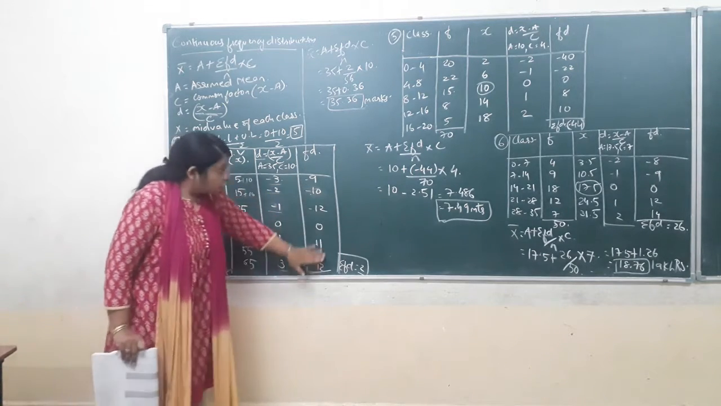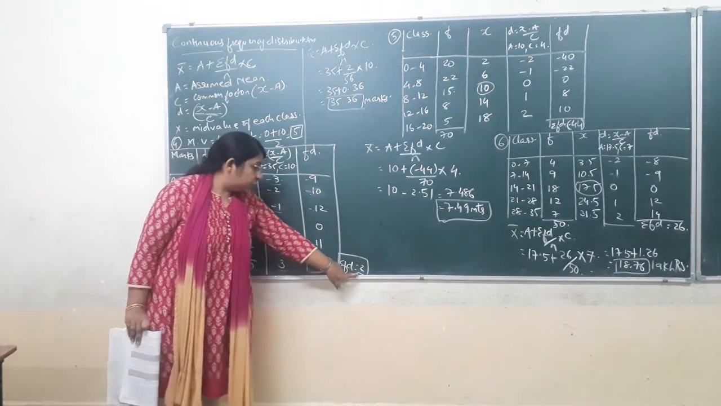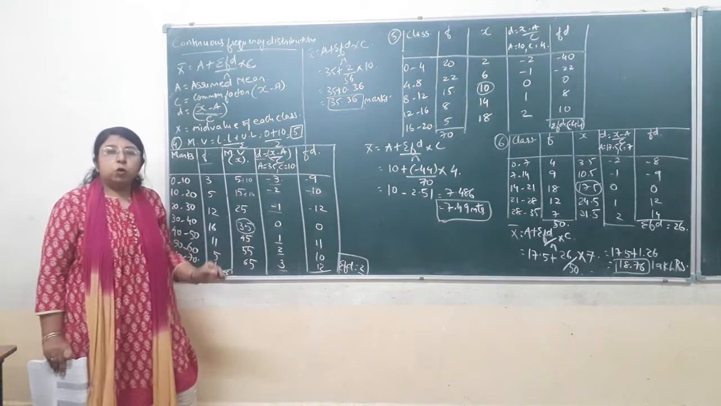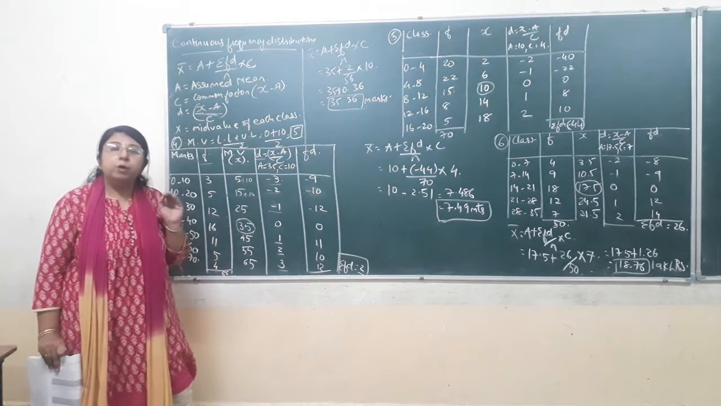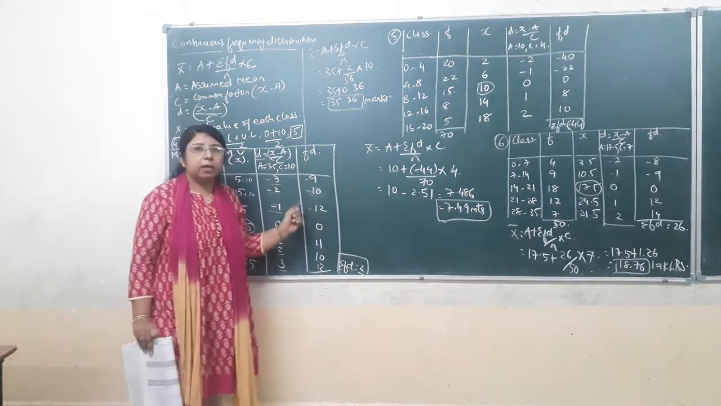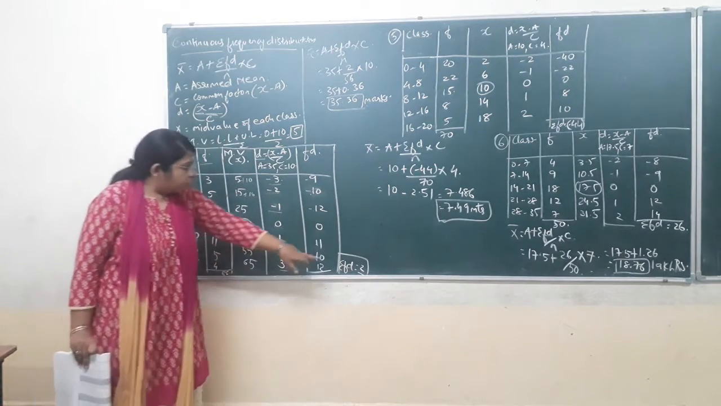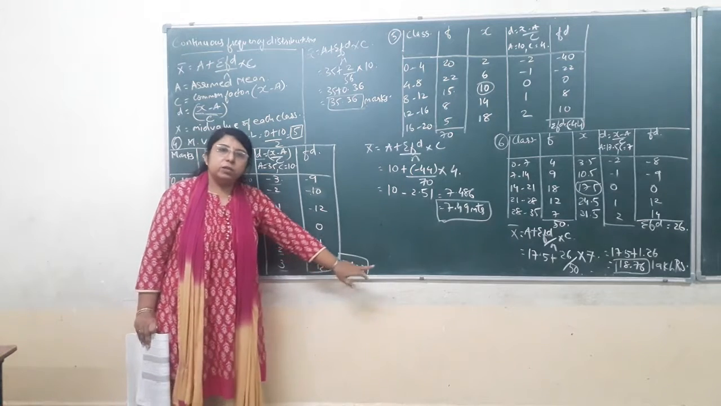Now to do the total of fd, that is sigma fd, you will get 2. Don't forget to consider the negative sign. Otherwise the total of fd would come wrong if you neglect the negative sign. Okay, so be careful while doing the total of fd. Now we have got the total of fd, that is sigma fd is equal to 2.